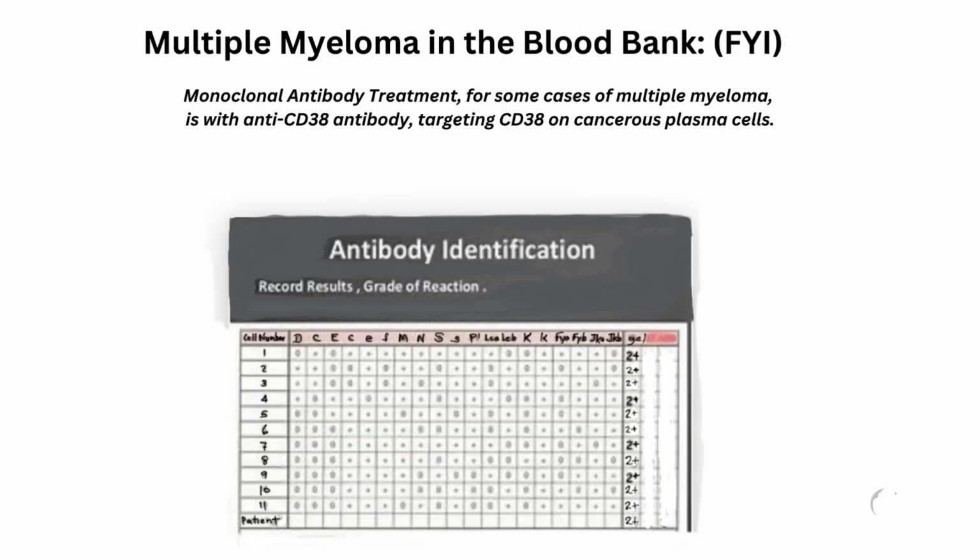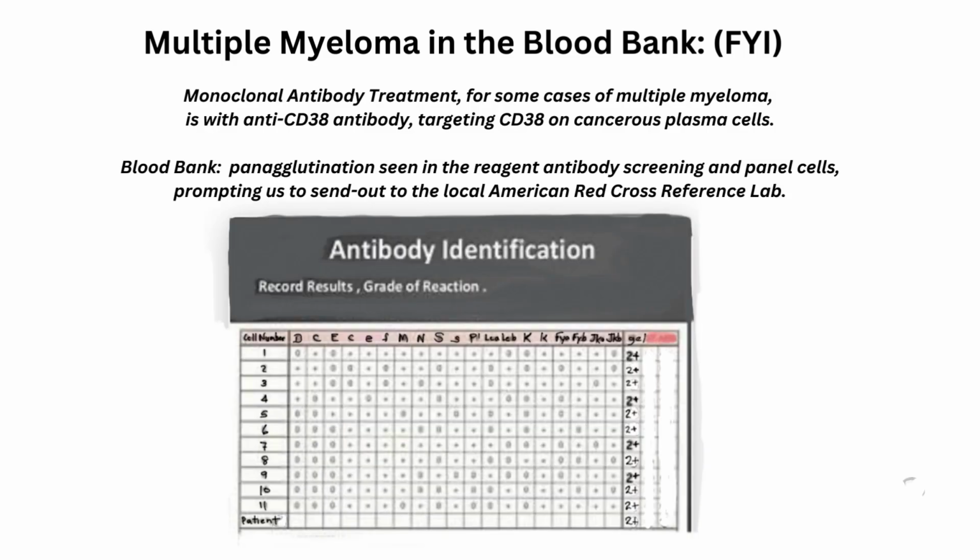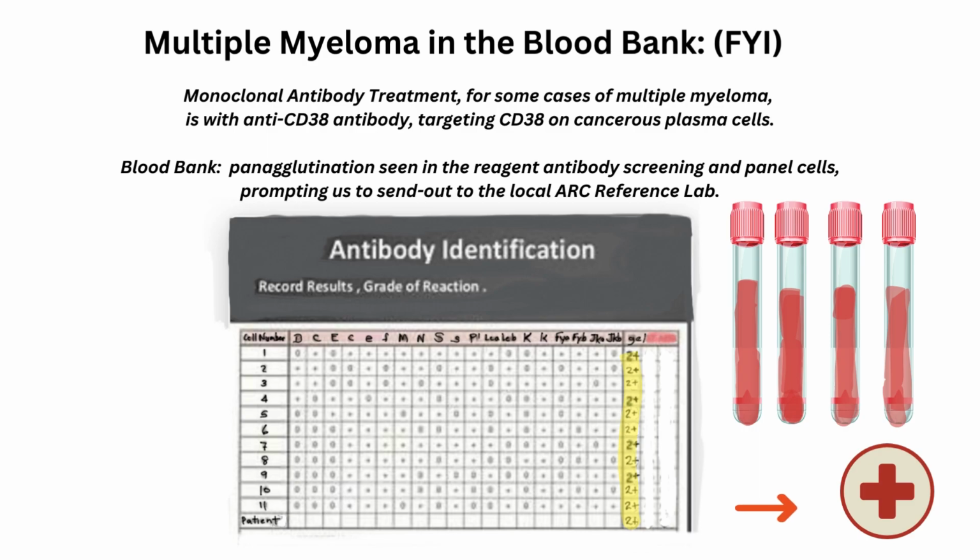A quick note about multiple myeloma in the blood bank. We have patients who are treated with specific targeted immunotherapy, the anti-CD38 biopharmaceutical that attacks plasma cells with CD38 immunophenotype. In the blood bank, you may encounter these patients with pan-agglutination in the reagent antibody screening and panel cells, prompting us to send out to the American Red Cross Reference Lab for antibody ID.